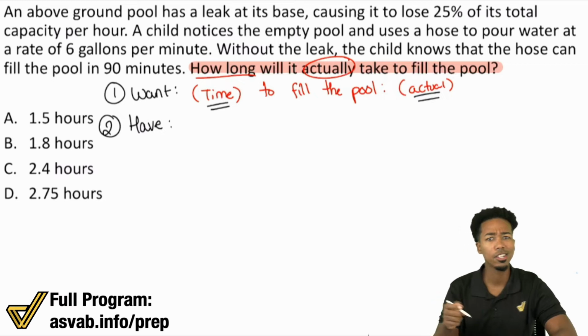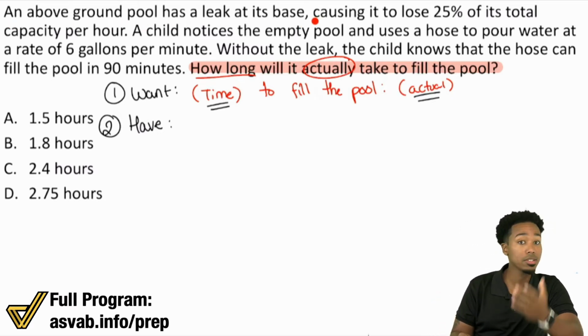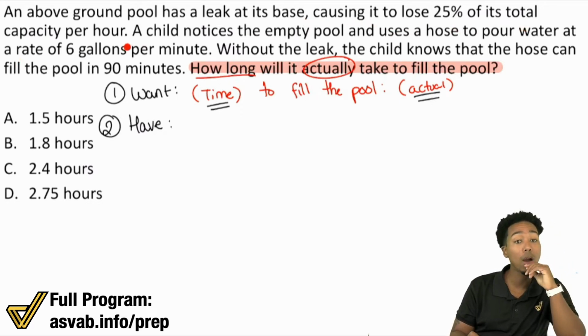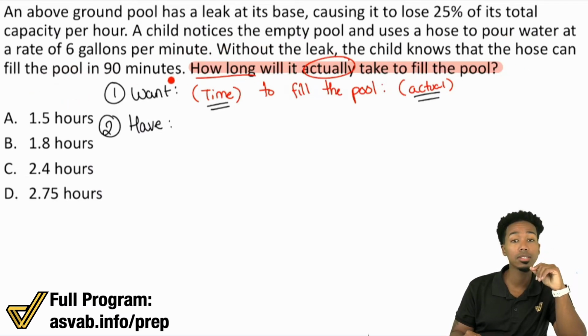So let's go ahead and take a look here. An above ground pool has a leak at its base. Oh, that sucks. And it's causing it to lose 25% of its total capacity per hour. A child notices the empty pool and uses a hose to pour water at a certain rate here. Without the leak, the child knows the hose can fill the pool in 90 minutes. How long will it actually take to fill the pool?